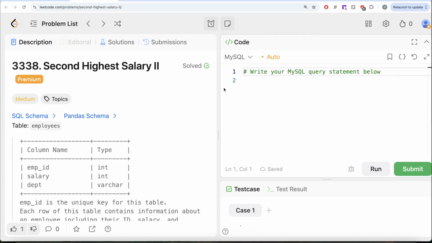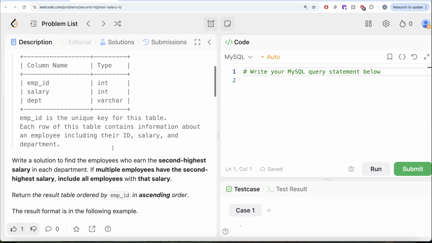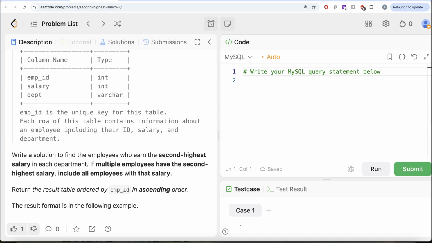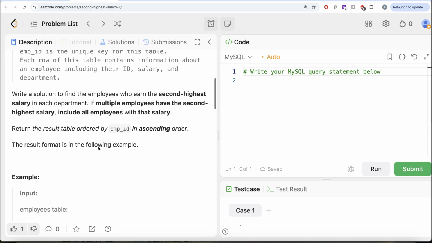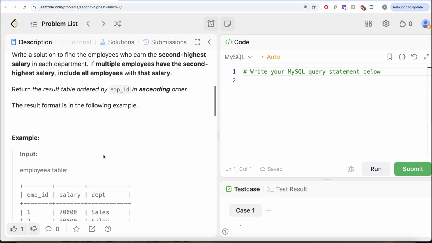Okay, the question reads, we are given a table called employees with three different columns: employee ID, salary and department, employee ID being the unique key for this table. Each row of this table contains information about an employee including their ID, salary and department. We are asked to write a solution to find the employees who earn the second highest salary in each department. If multiple employees have the second highest salary, include all employees with that salary. Return the result table ordered by employee ID in ascending order.